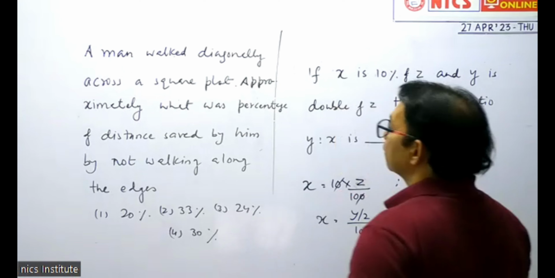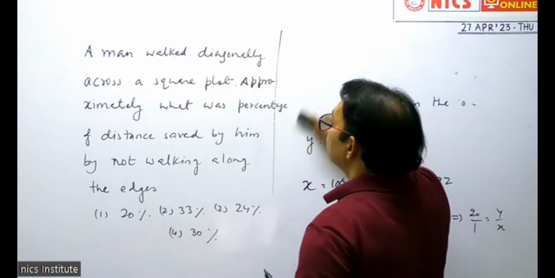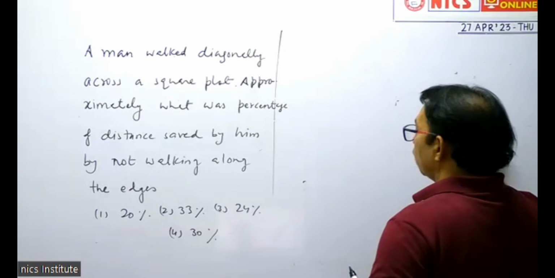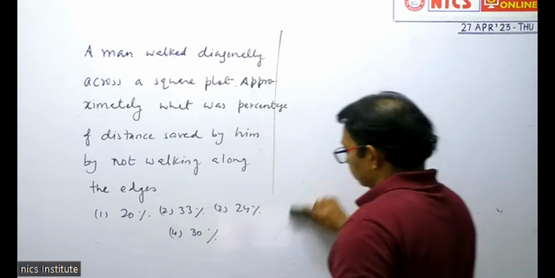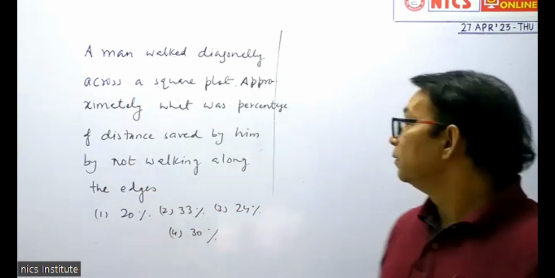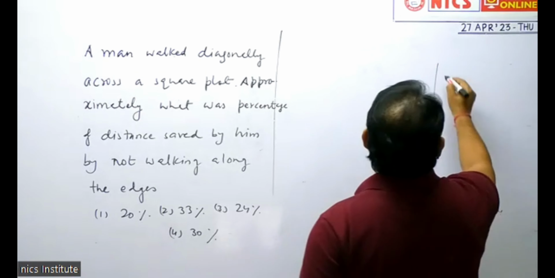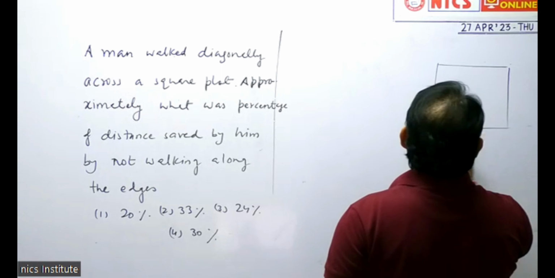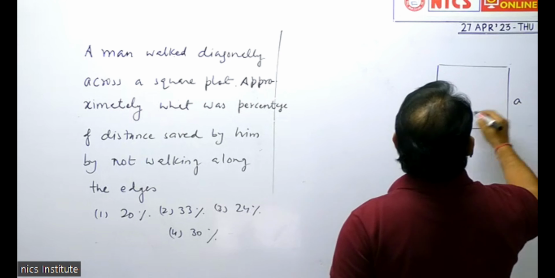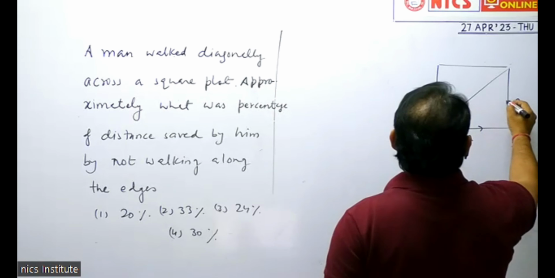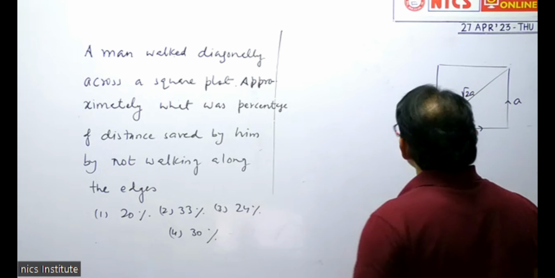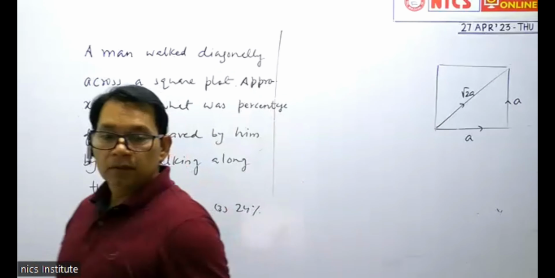And walk diagonally across a square plot. Approximately what was the percentage of distance saved by him by not walking along the edges? Take a square plot of side A. If he walks along the edges, he will be walking 2A. Whereas if he goes diagonally, he'll be walking root 2 A.